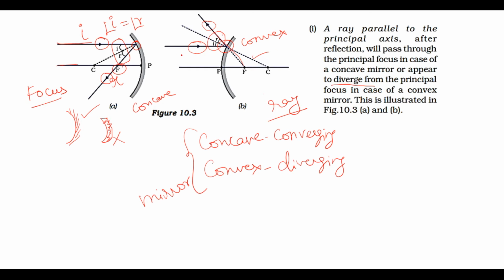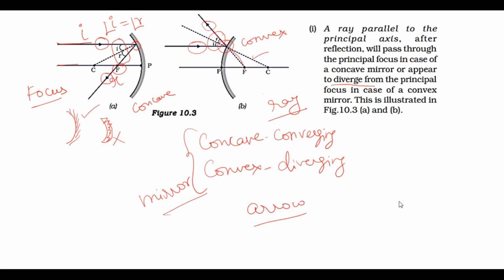And what is another important thing? The arrow marks. If you are missing the arrow marks, you will not expect any marks in the examination for this ray diagram. So for ray diagram, what is important? Arrow marks. So please make a note of all these important points when you are drawing the ray diagram.